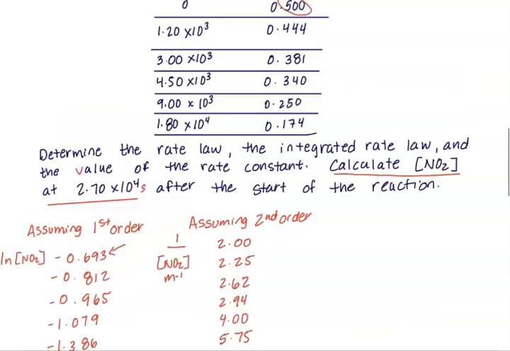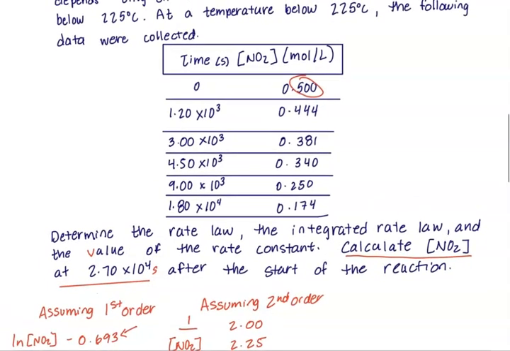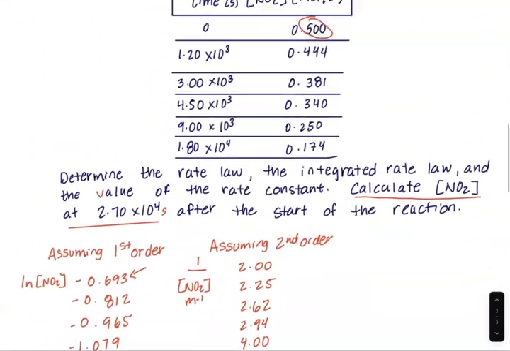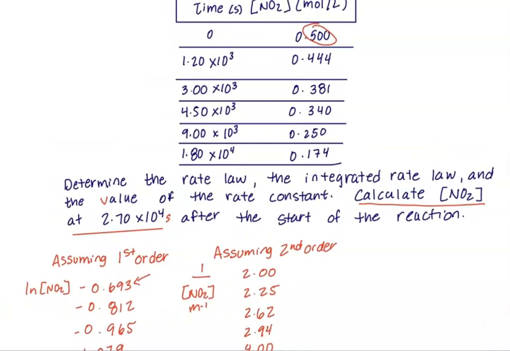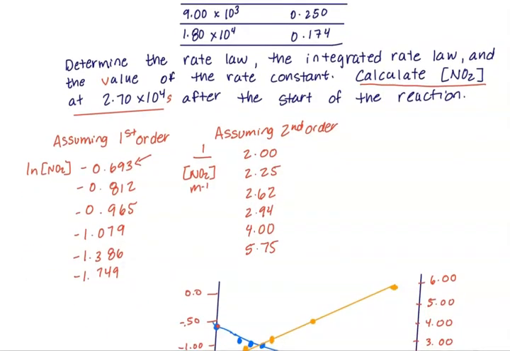All right, so the way you want to look at this problem initially is that you have a table. When you have a table, you have to first determine what type of rate this is. Is this going to be zero, first, second, third? What order is the reaction going to be? In order to do that, we need to create a graph and make sure that one of these values produces a linear relationship. So let's do two things. Let's assume that this is going to be a first order reaction.